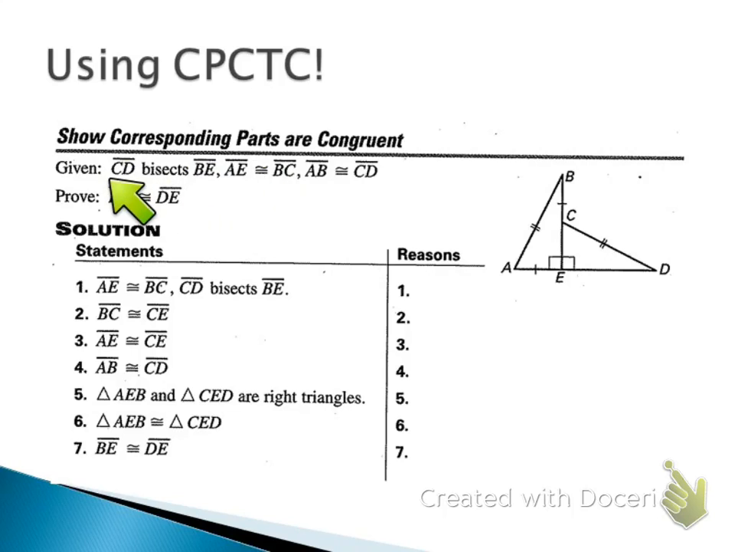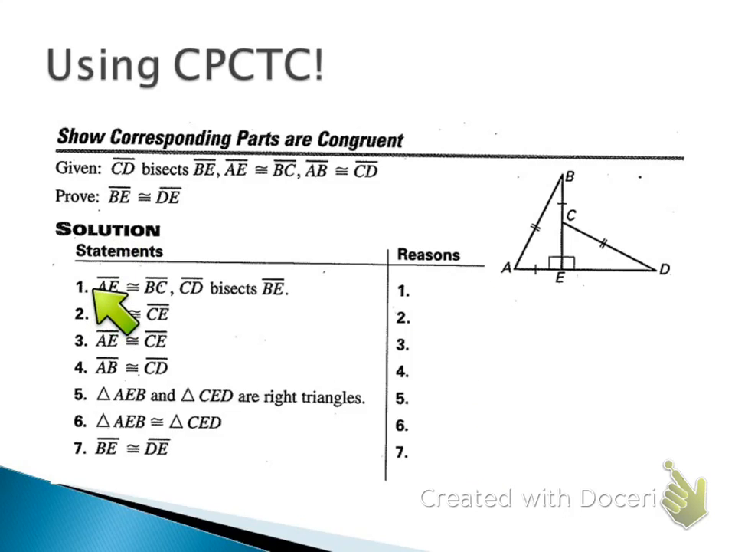So we know there's a bisector, so CD bisects BE. That's going to be important. We also know that AE is congruent to BC and that AB is congruent to CD. So those are all the things that were given, and our overall goal is to prove that BE is congruent to DE. So that's where we're going to start. This is where we're going to end up. And remember, there's always 2 columns in the proofs we're going to do in this class. The column on the left are the things you know. The column on the right are the reasons that you know it.